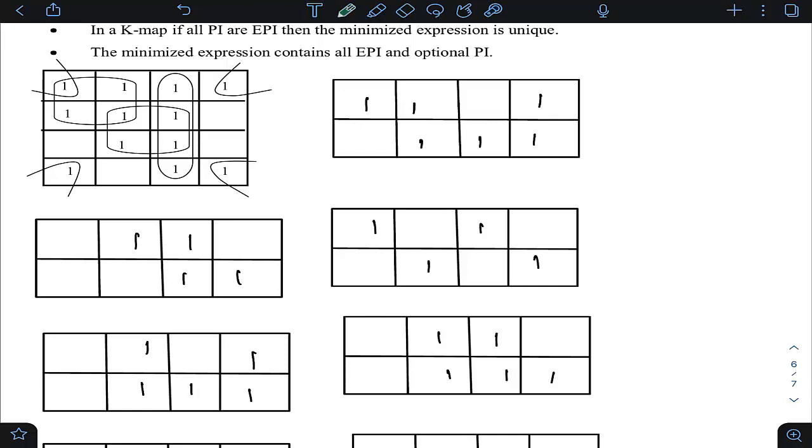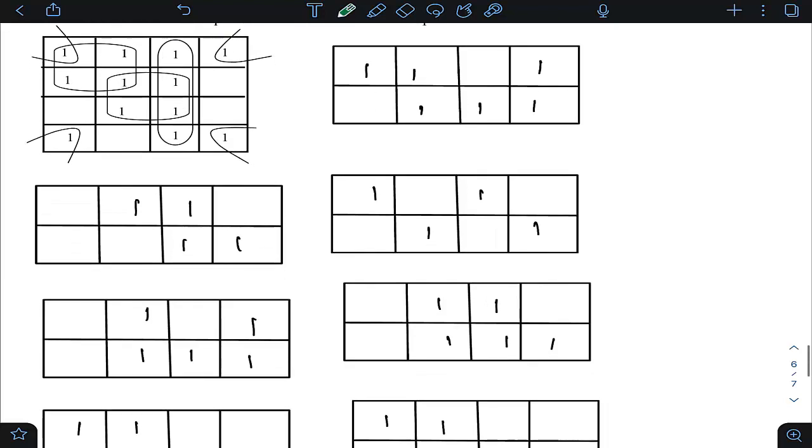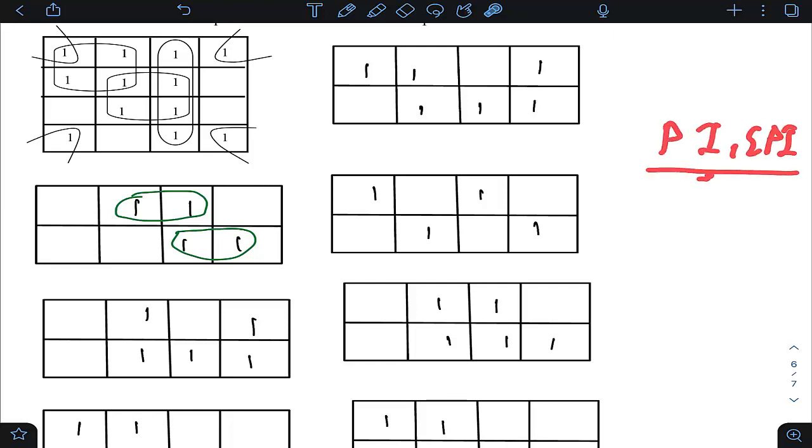What we'll be doing is, you do the grouping. For example, if I ask you to obtain the minimized expression from this K-map, you will be doing a grouping like this and a grouping like this. So you'll be stopping here. But while dealing with this concept of PI, EPI, etc., you have to see, although all the min terms are covered, is any further grouping possible or not? You need to see that.